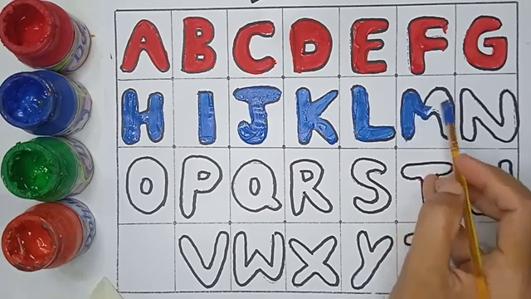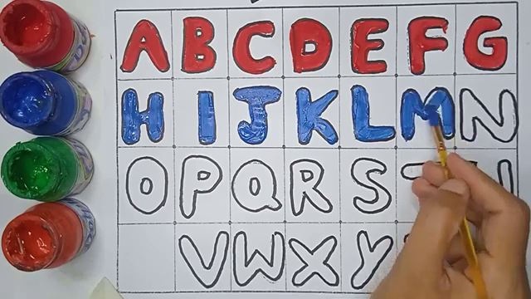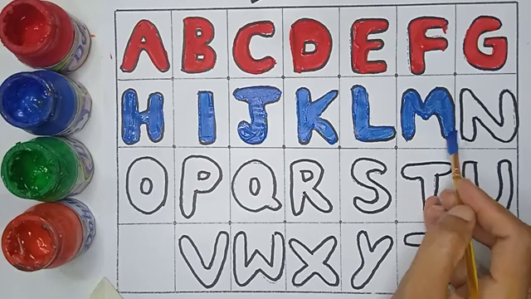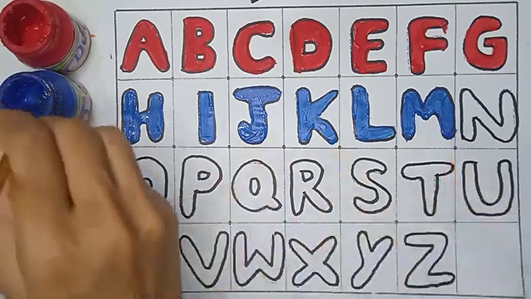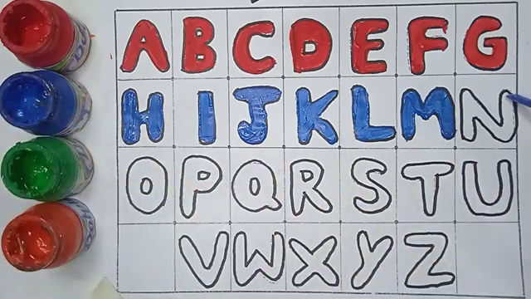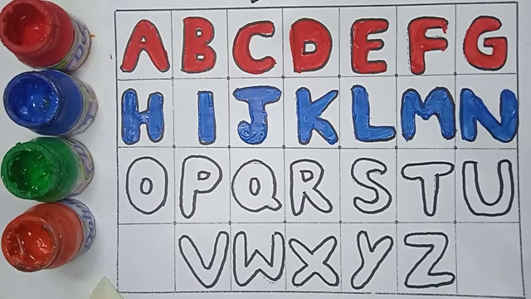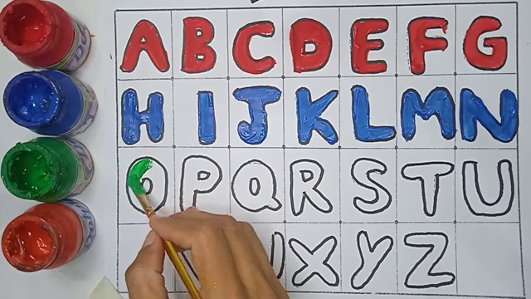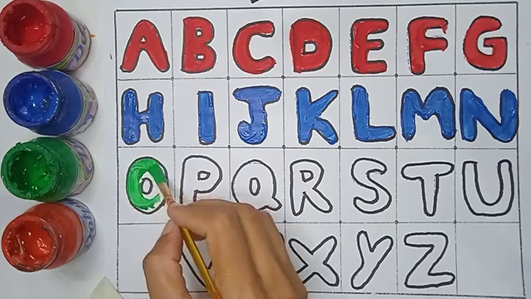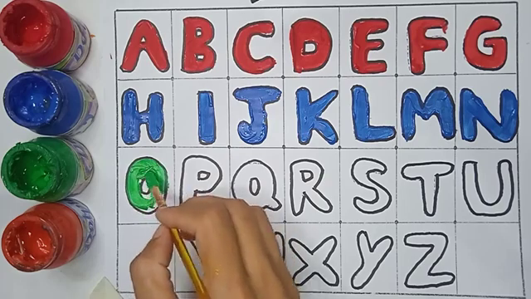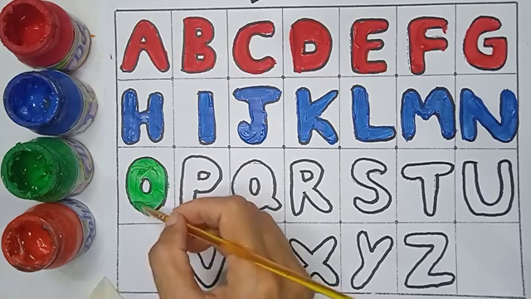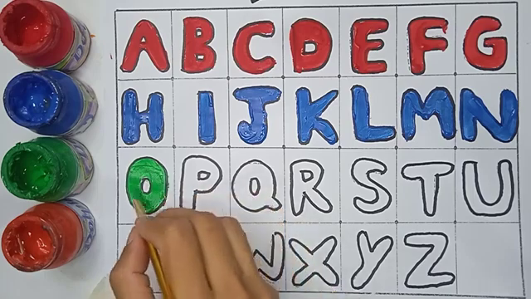M, M for moon. N, N for nose. O, green color. O for owl.